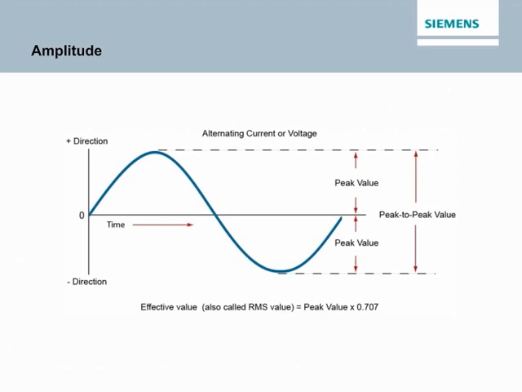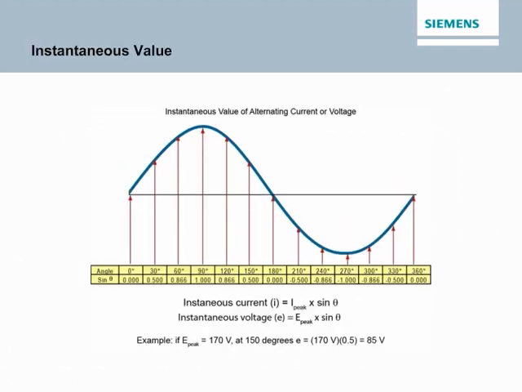The effective value of an AC voltage or current is approximately equal to 0.707 times the peak value. The effective value is also referred to as the RMS value. This name is derived from the root mean square mathematical process used to determine the effective value of a waveform. The instantaneous value is the value at any one point on the sine wave.